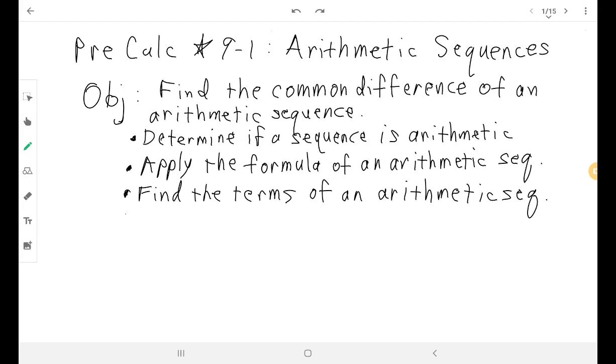Hello. This is going to be the PreCalc section 9-1 called Arithmetic Sequences. This is out of Edgenuity. This comes with 4 different objectives. Find the common difference of an arithmetic sequence. Determine if a sequence is arithmetic. Apply the formula of an arithmetic sequence. And find the terms of an arithmetic sequence.